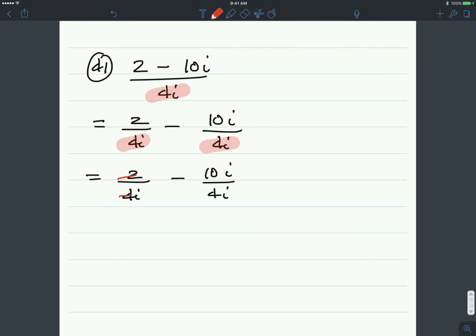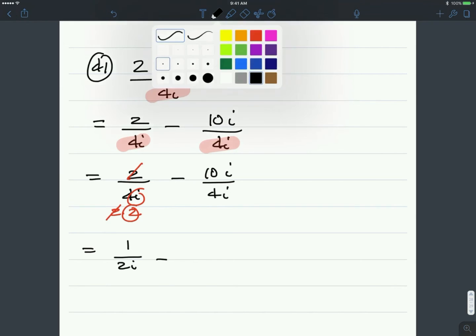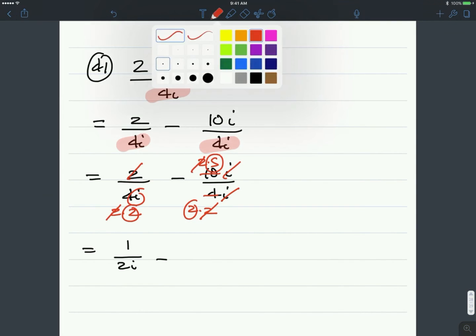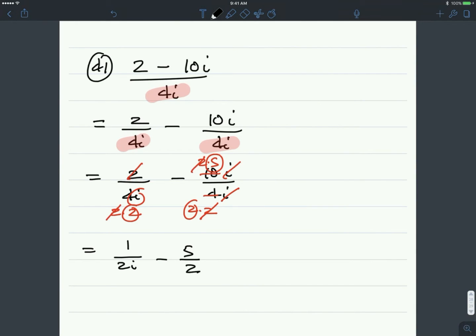Now, 2 isn't divisible by 4, but I can simplify this. 4 can be written as 2 times 2, where my 2 cancels. Don't forget there's an i down here. So I'll have really 1 over 2i minus, and on the other side here, I can write 10 as 2 times 5 and 4 as 2 times 2. i's cancel, a 2 cancels. We're left with a minus 5 halves.